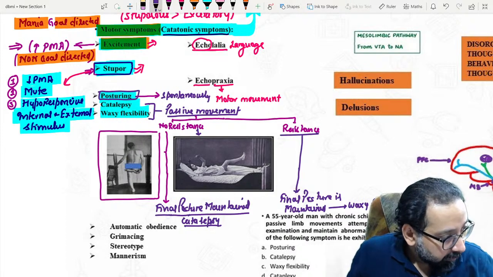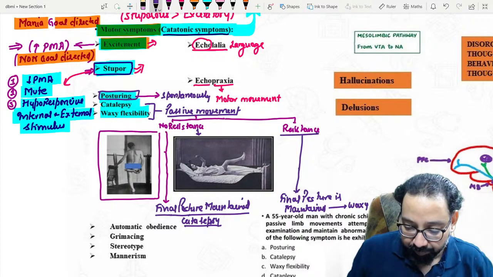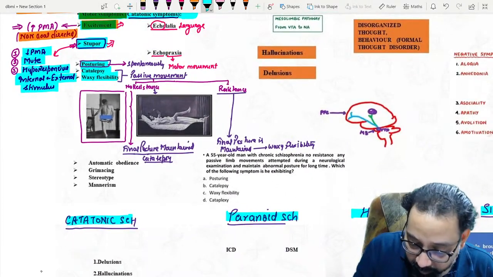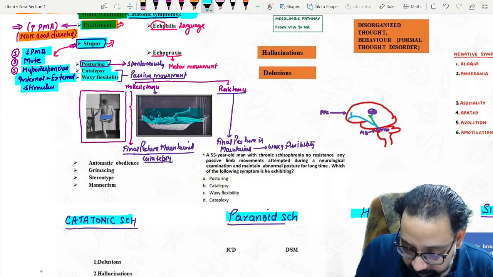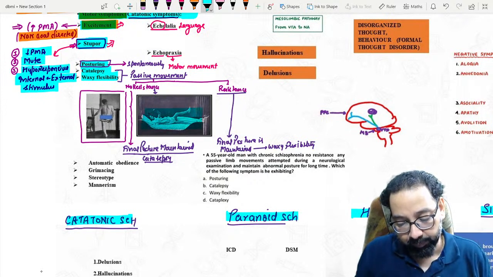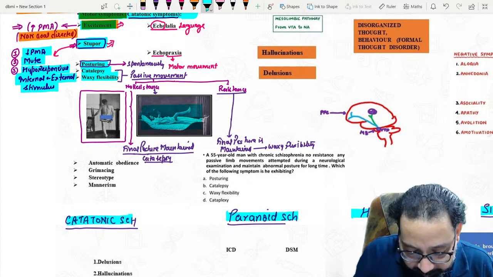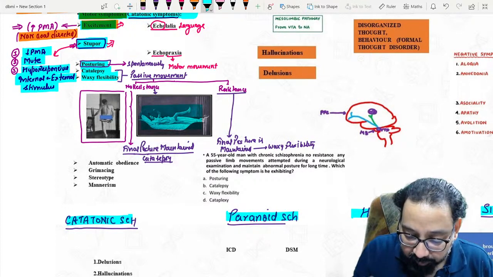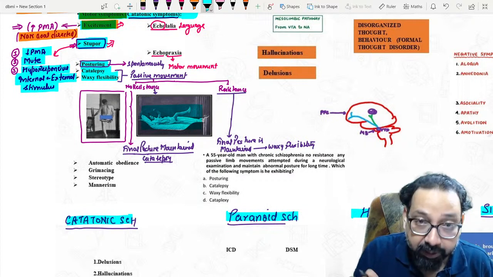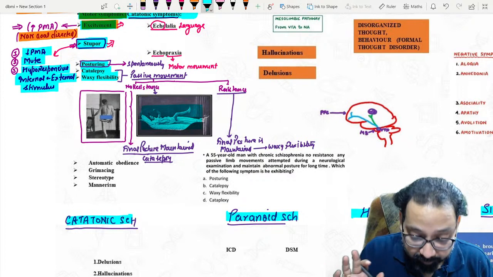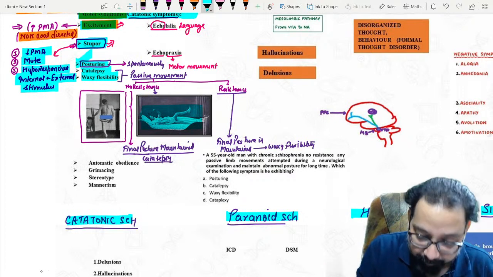Please do reply. Did you understand this point? Yes. The same picture they will give. This picture is given in the MCQ question, and they ask: this patient maintained this picture spontaneously. The answer would be posturing.